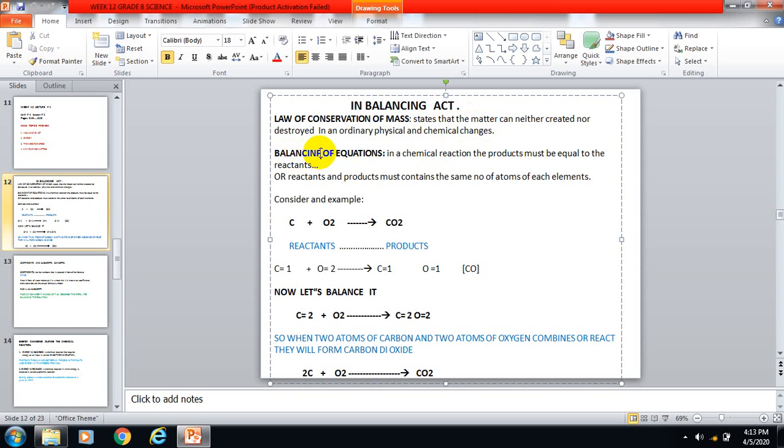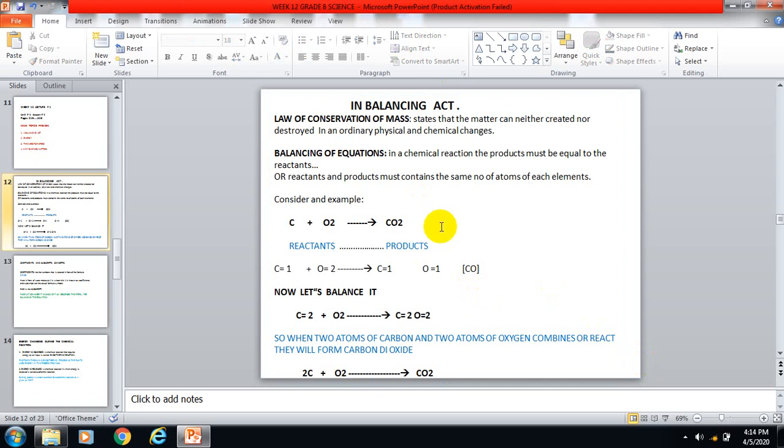Balancing of equations. How can an equation be balanced? In a chemical reaction, the products must be equal to the reactants. This is known as what? The balancing of equations.